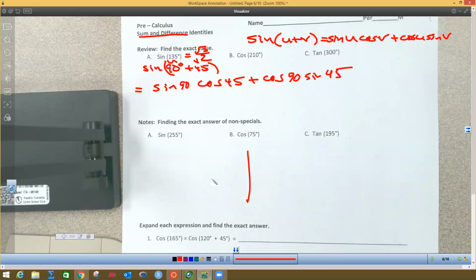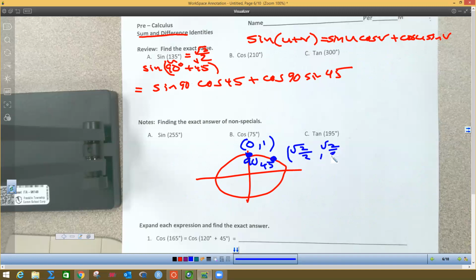Now I go to my unit circle. We are supposed to know that 90 is right up here, and the ordered pair up there is (0, 1). 45 degrees is right here, and the ordered pairs on your unit circle are these two. So what we're going to do is what we did a second ago, but plug them in for these values.